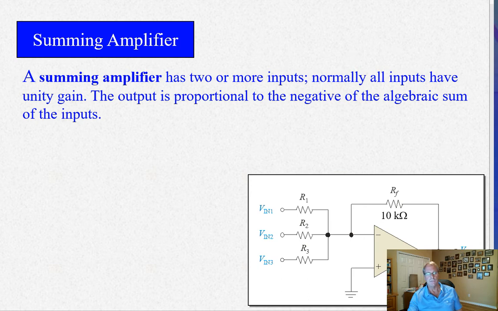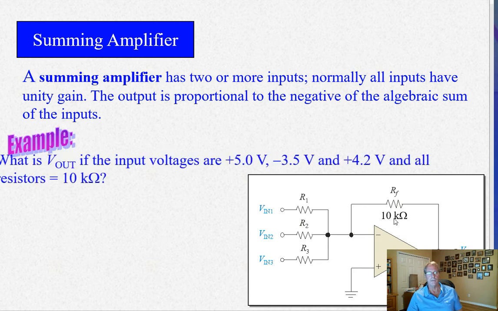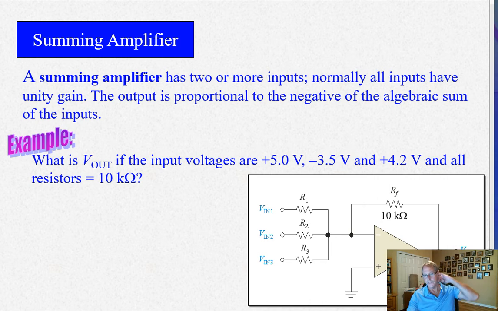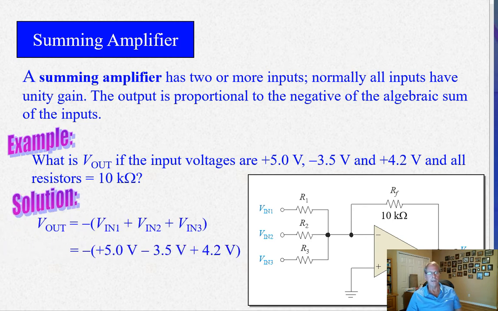And as the name implies, it sums these voltages. This is going to be Vin1 plus Vin2 plus Vin3 equals Vout, if all these resistors are the same value. In other words, R1, R2, R3 all equal RF, which is 10K. There are some examples here. So if all the resistors are 10K, and the input voltages are 5 volts, minus 3.5 volts and plus 4.2, what do you get? Just add them up, you get minus 5.7 volts.